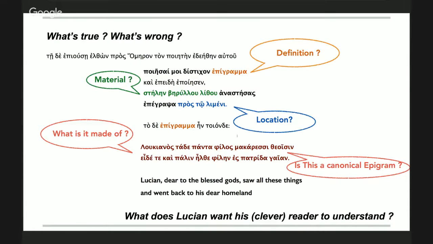And then he tells us, here was this poem, and you have 2 lines: Lucianos tade panda philos macaresi theoisin, eidete kai palin elthe philen es patrida Gaian. The translation: Lucian, dear to the blessed gods, saw all these things and went back to his dear homeland.